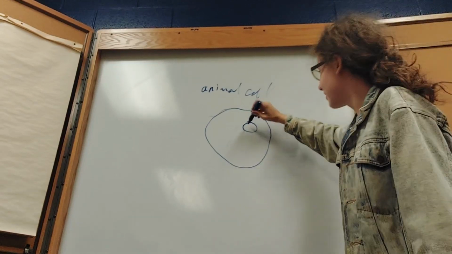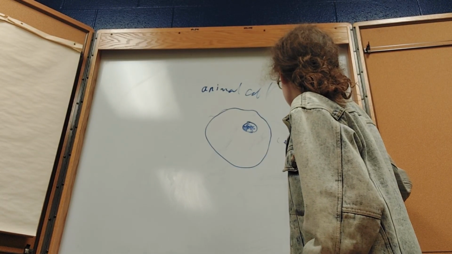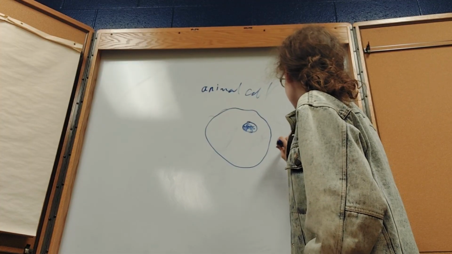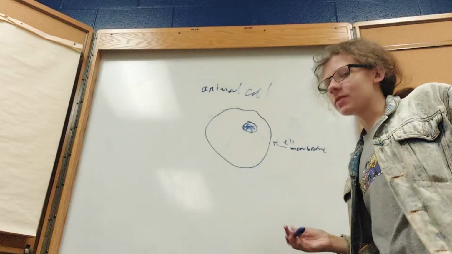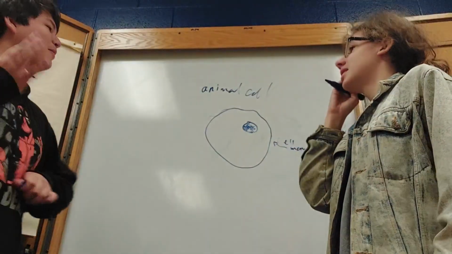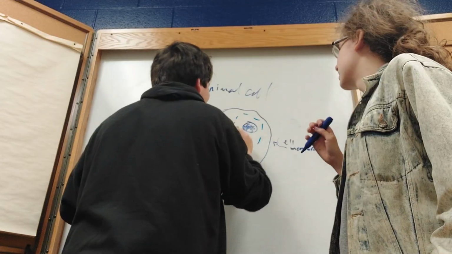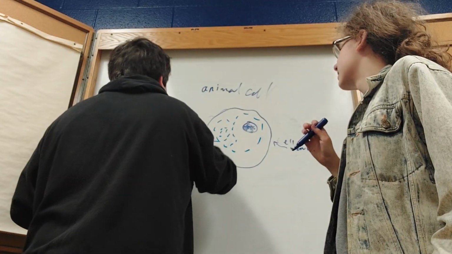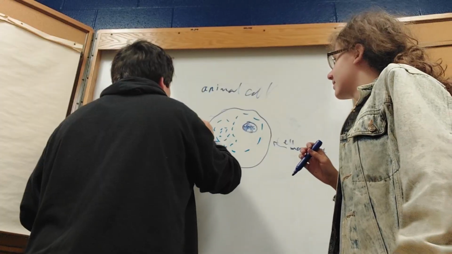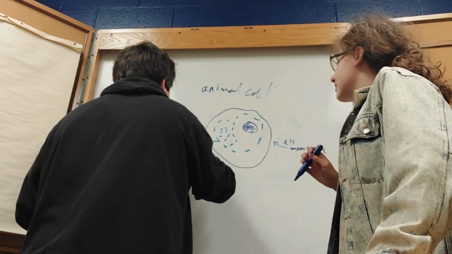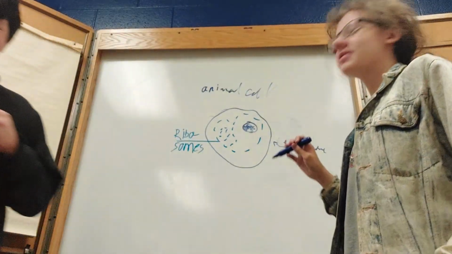Then you have a nucleus, and we have the cell membrane surrounding it. It's more of an amorphous blob. Oh, wait. Let me add the most important detail. Ribosomes. Most important detail. Those are obviously ribosomes.